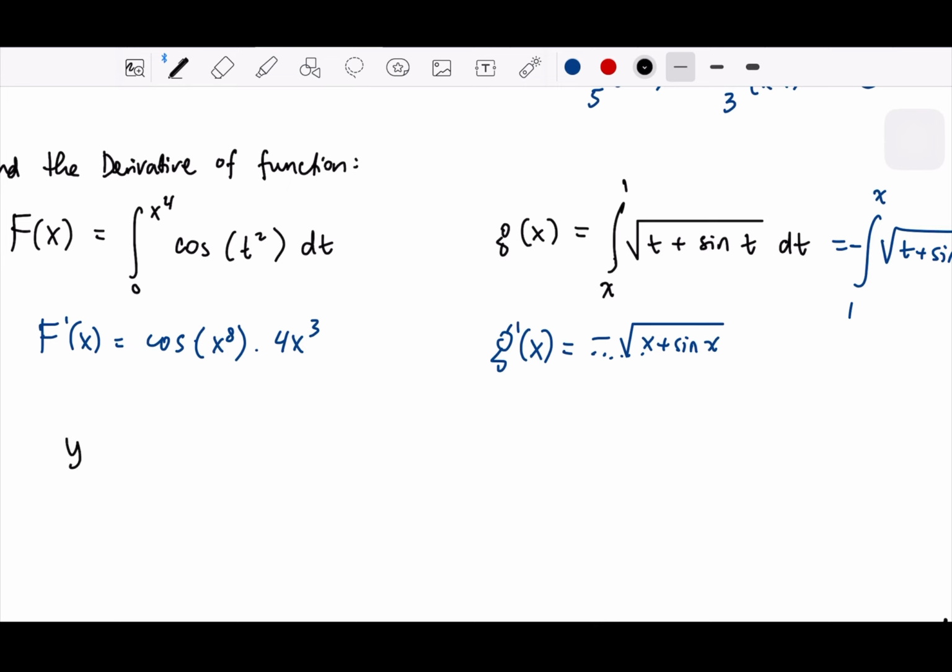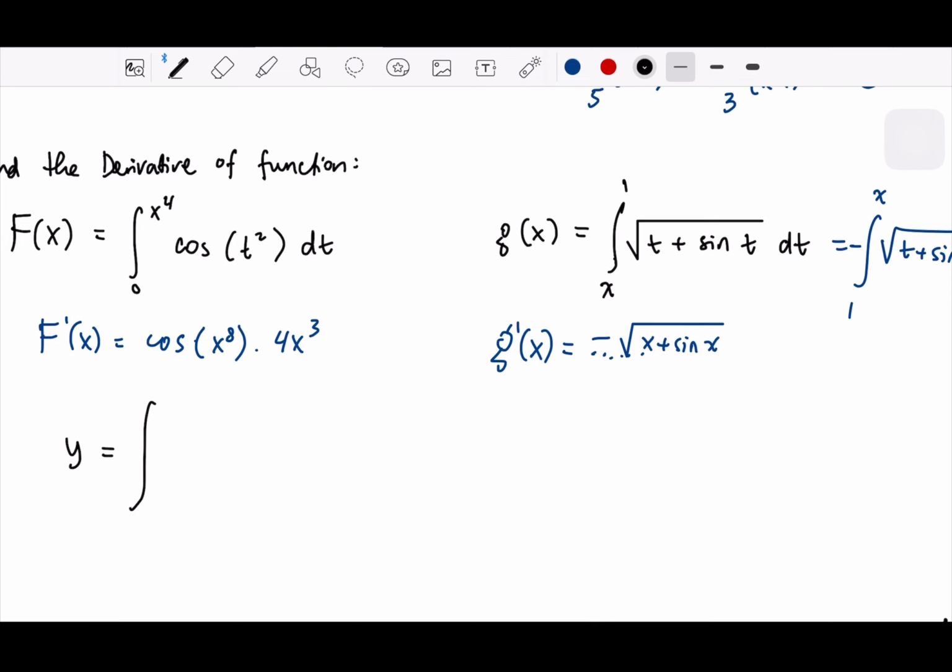Okay, another function that might be a typical problem. The first problem is just a normal one: just plug in and then apply the chain rule. I think it's not too complicated.